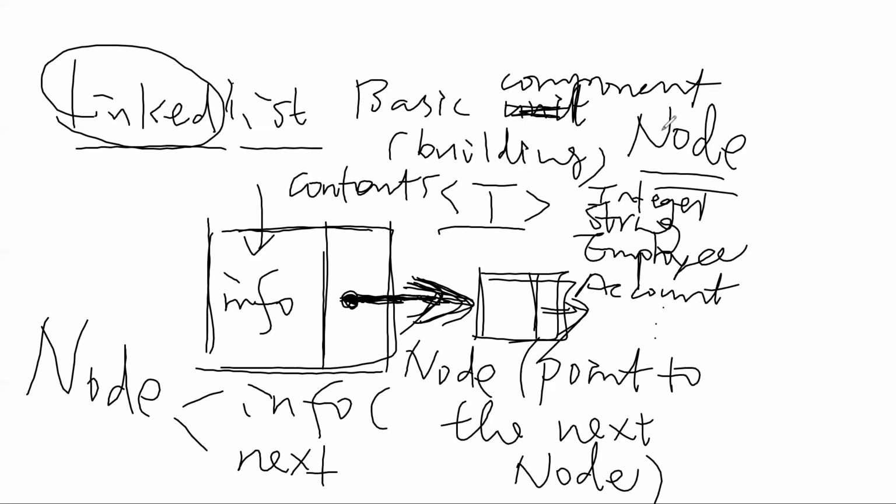And information, generally speaking, if we write it as a generic class, is going to be type T. And the next, the type is a node. Okay, so this is the concept. Conceptually, a node looks like this. Always remember there are two parts. One part is all of the information you want to store in it. The other part looks like an arrow, but its type is a node itself, and it points to the next node. So that's the general idea.